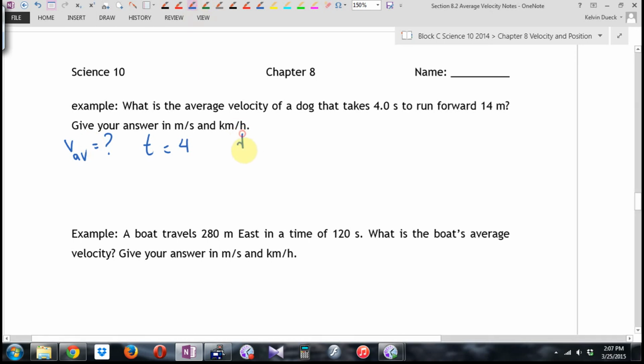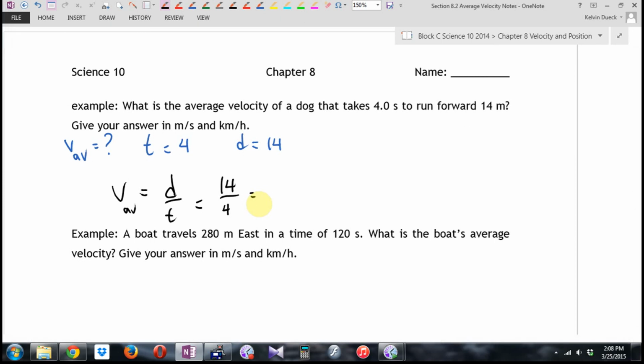Distance. Redeem yourself, Cam. Can you find me an equation that has the V by itself? I'll give you a hint. V equals, it'll be V average, because it's for finding average speed. But yeah, d over t. So it's going to be 14 over 4, which is what? If I do it in my head? Am I right? 3.5, and that's meters per second.